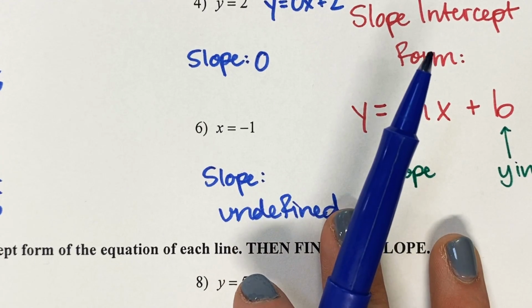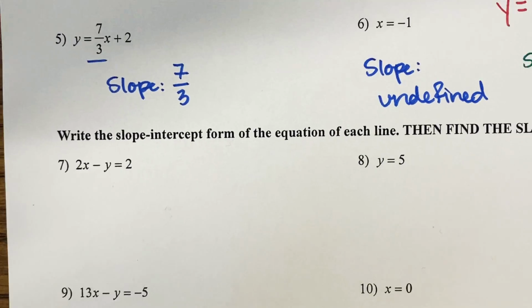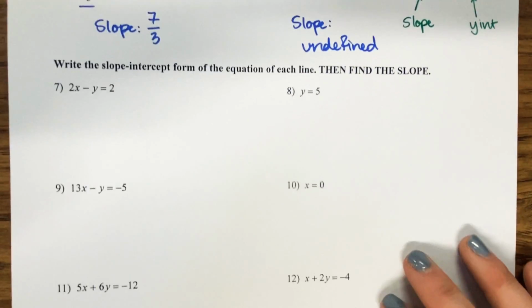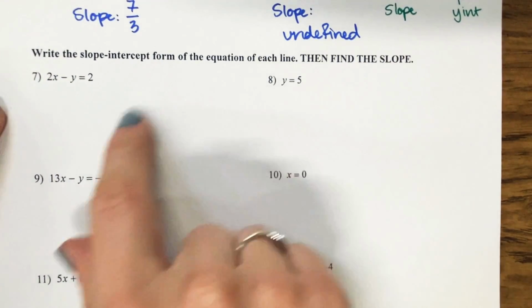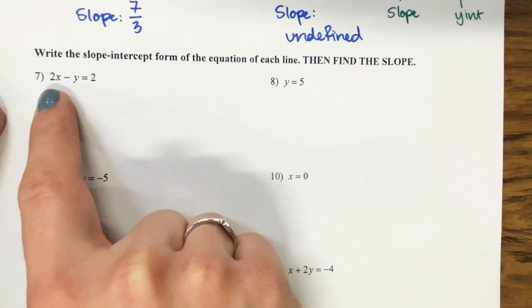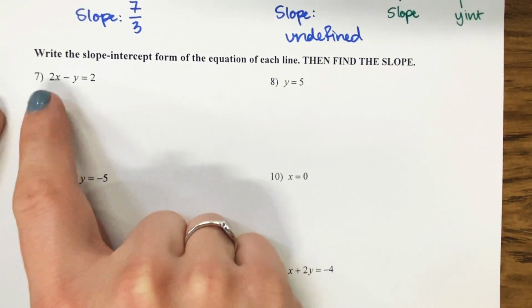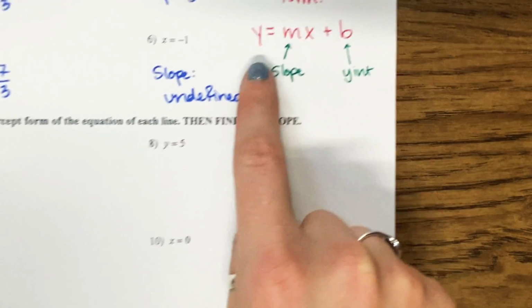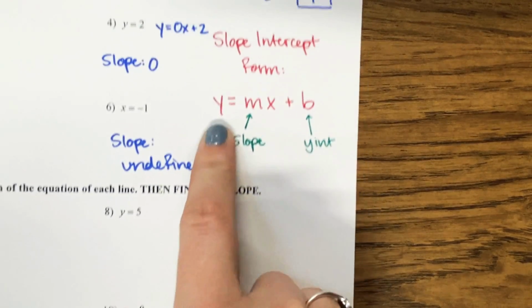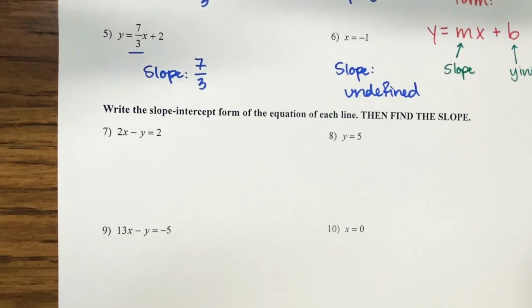Awesome. Now for numbers 7 through 12, we are asked to take these equations, which are written in what's called standard form, where our x and our y are on the same side of our equal sign. We need to make it so our y is all by itself, putting it into slope-intercept form. So we're going to have to rewrite and move some things.